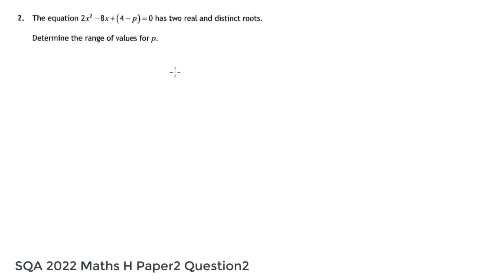Well, here's question 2. We have an equation. It looks like a quadratic equation. It's got an x squared term, an x term, and a constant term. And we're told it has 2 real and distinct roots. That's solutions to that equation. And we have to determine the range of values for this constant p.